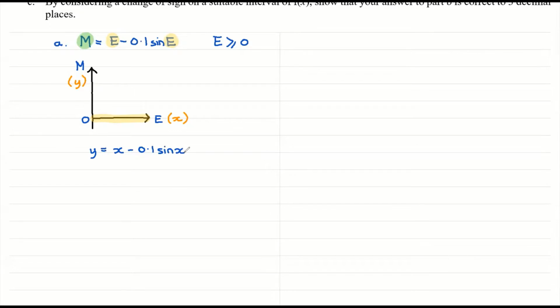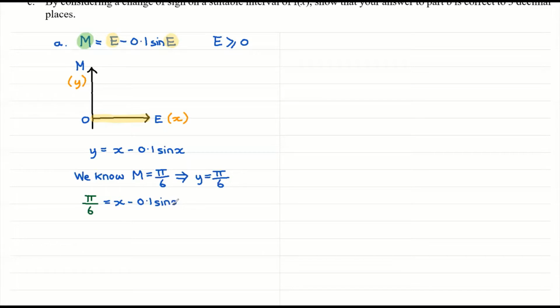And now we can say, okay, well, we've got a fixed value for our mean anomaly. It was pi over 6. So I'll just write down what we know. We know that m is equal to pi over 6. We want to find out what x is when this happens. So that implies that y is equal to pi over 6. Okay, so we can now sub y is equal to pi over 6 into this equation. So this is what we're going to get. We're going to get pi over 6 is equal to x subtract 0.1 sine x.